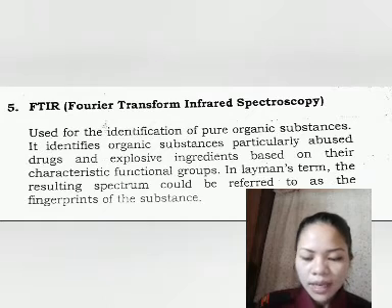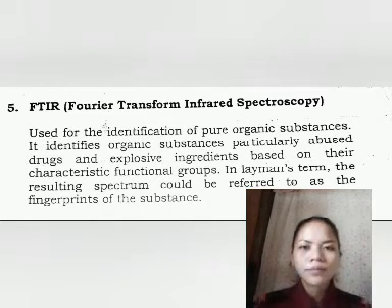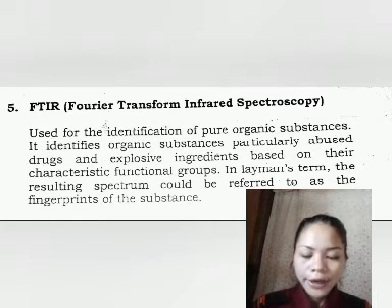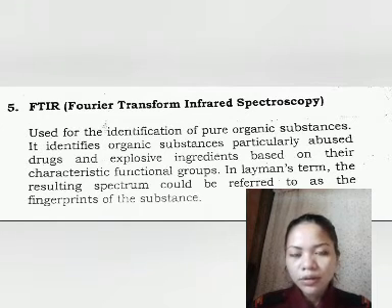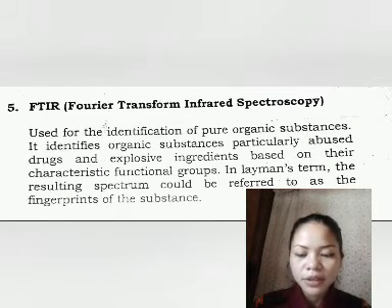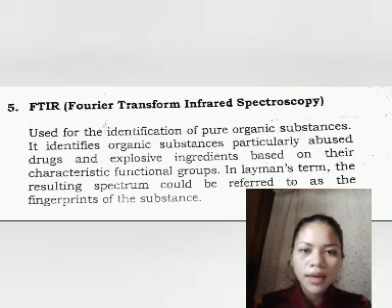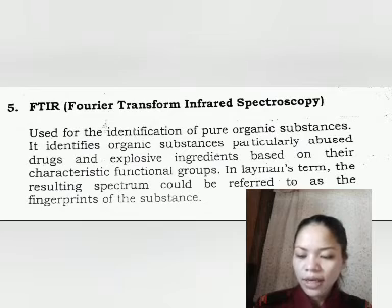In layman's terms, the resulting spectrum could be referred to as the fingerprint of the substance. So this equipment is used for identification of pure organic substances, and it identifies organic substances, particularly abused drugs and explosive ingredients, those things that will go to explode. This equipment will be used on that kind of examination.